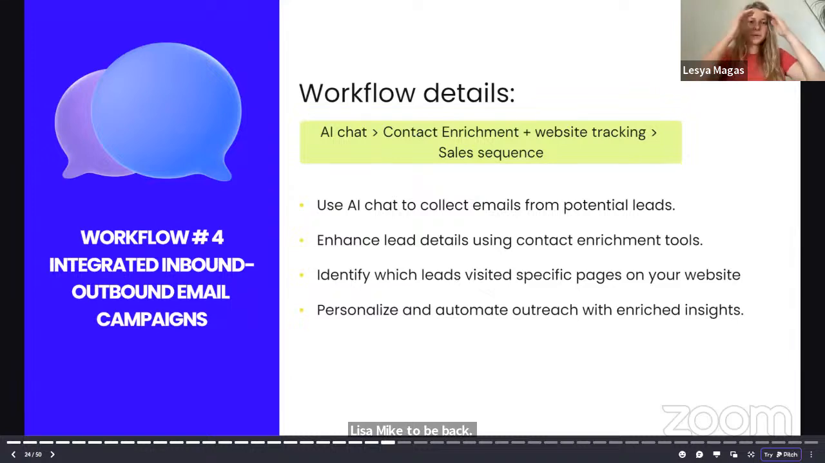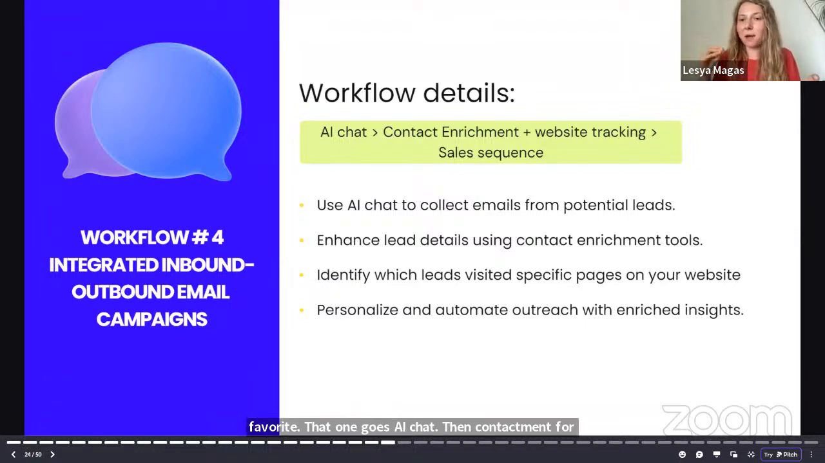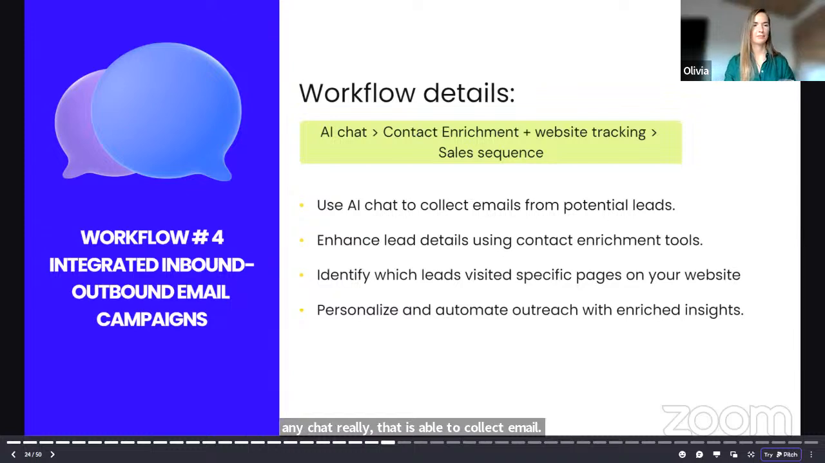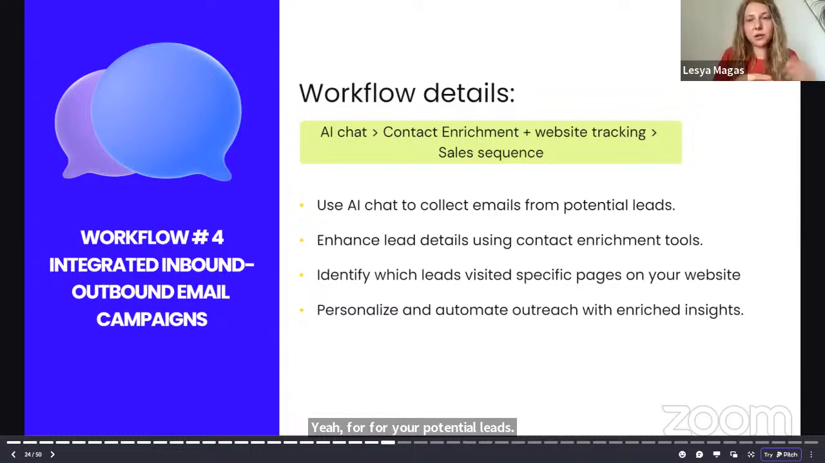Yes. So another workflow, this one is my personal favorite. That one goes AI chat, then contact enrichment for more information, then website tracking, and then sales sequence. I personally think that this one is bound for success. So what you do, first you have the AI chat, or, of course I'm talking about my product, but any chat really that is able to collect email for your potential leads. Very often people are not going to write you their whole biography in this chat, so you have an email.